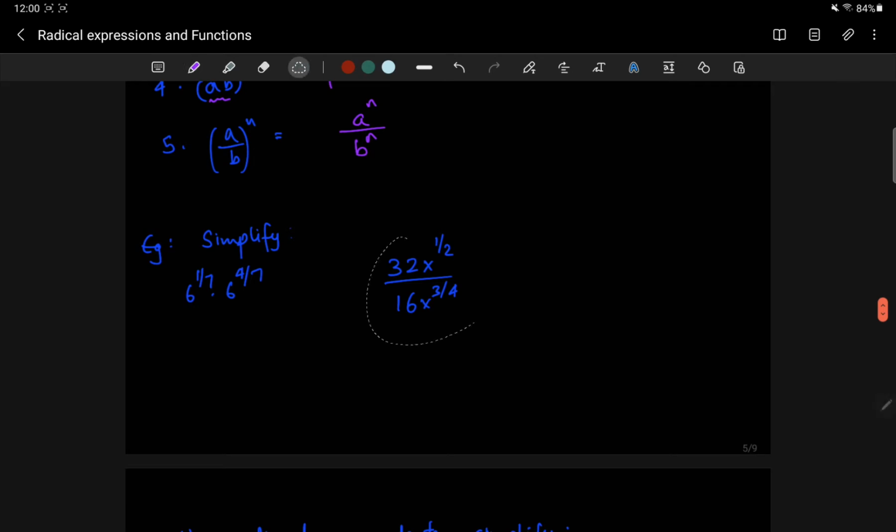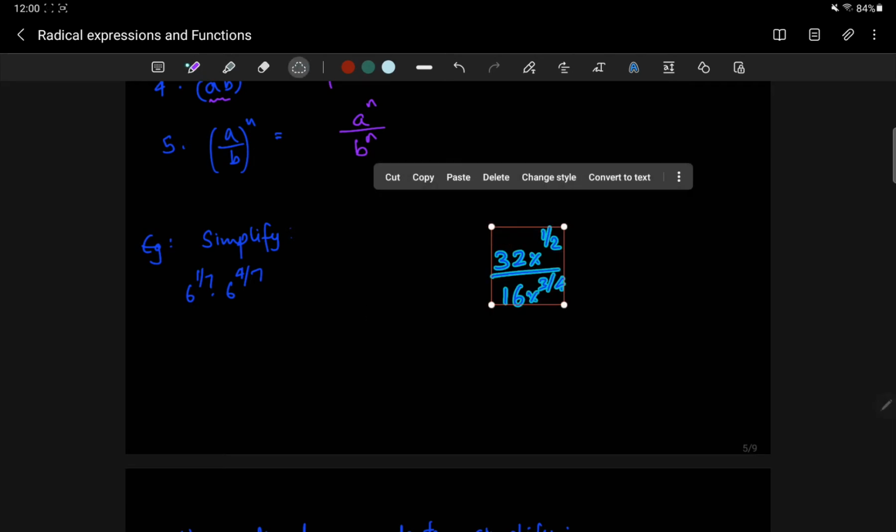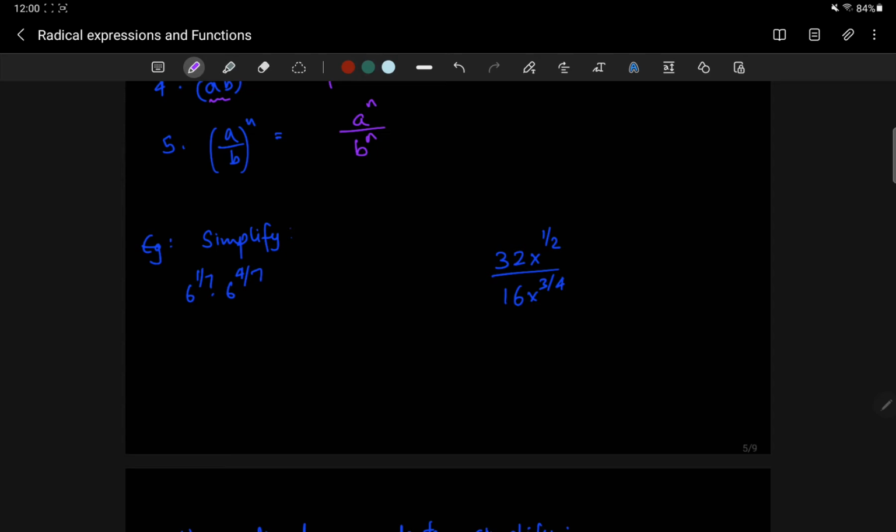Let me move that a little bit here. So the first one says 6 to the power 1/7 times 6 to the power 4/7. Now that's the same base, right? Which means I can just add the exponents: 1 over 7 plus 4 over 7, which is 5 over 7. So this product can be written as a single term.